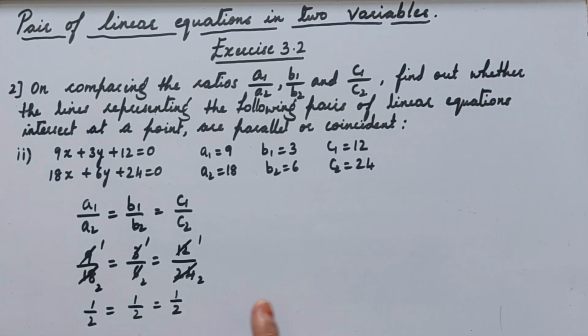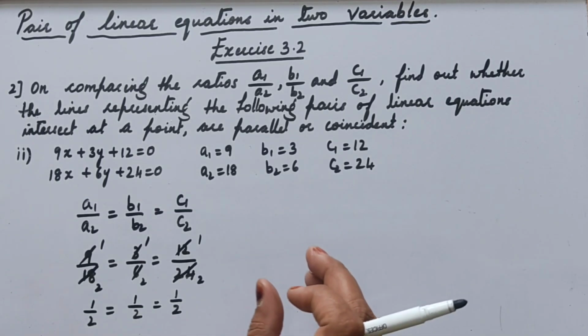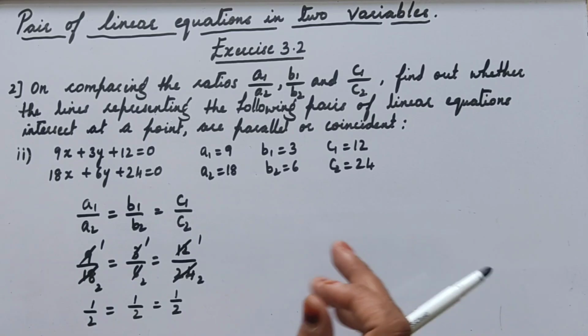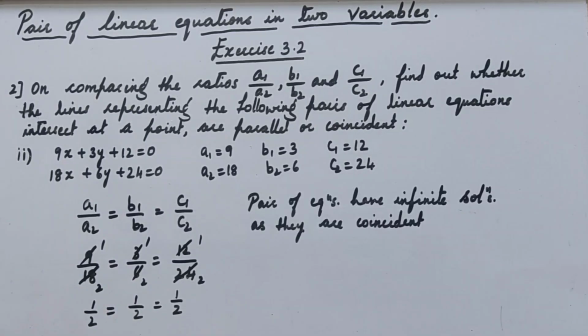Now all these are equal to each other. Now we say that the pair of linear equations have infinite solutions, infinite solutions as they are coincident.